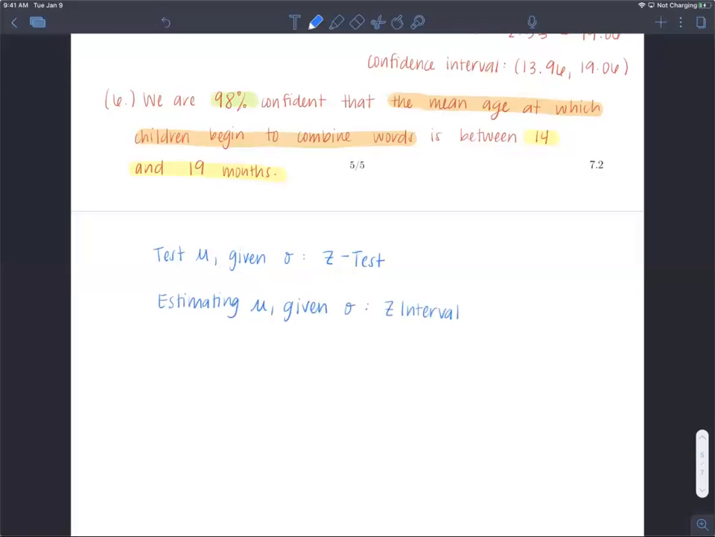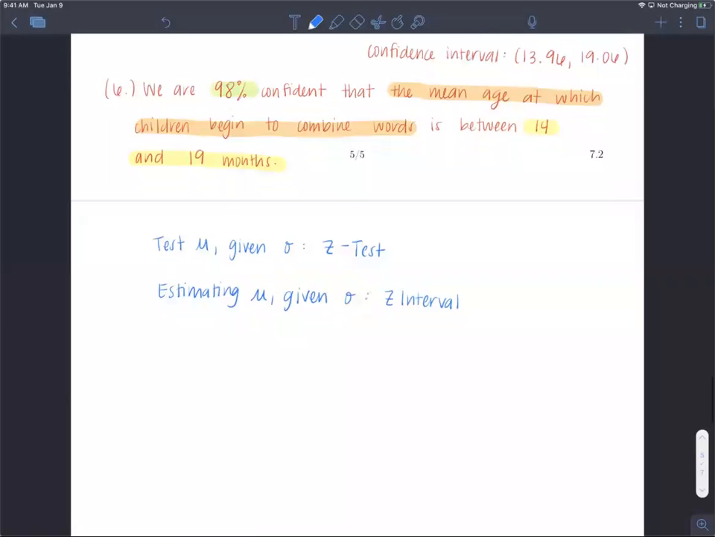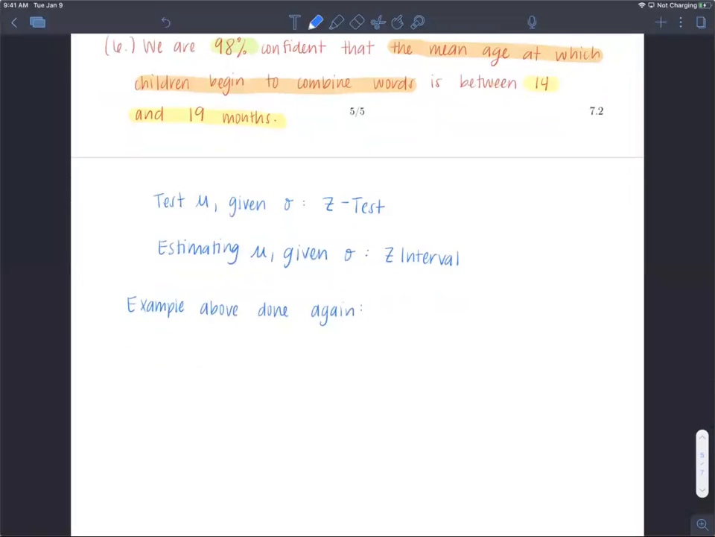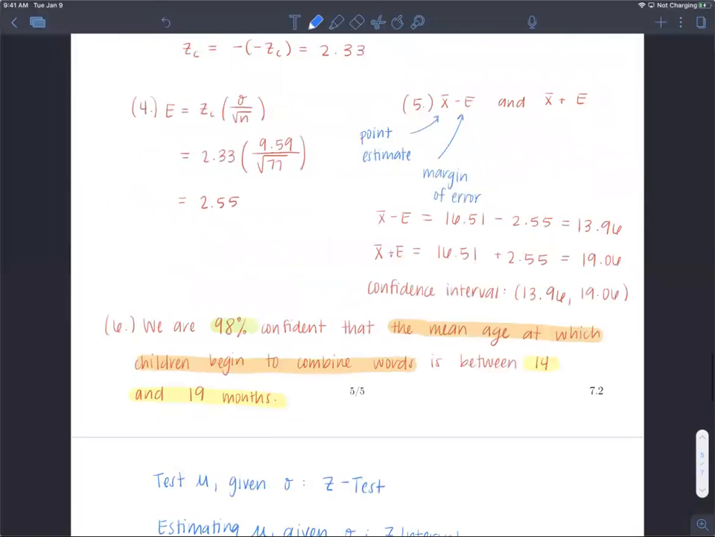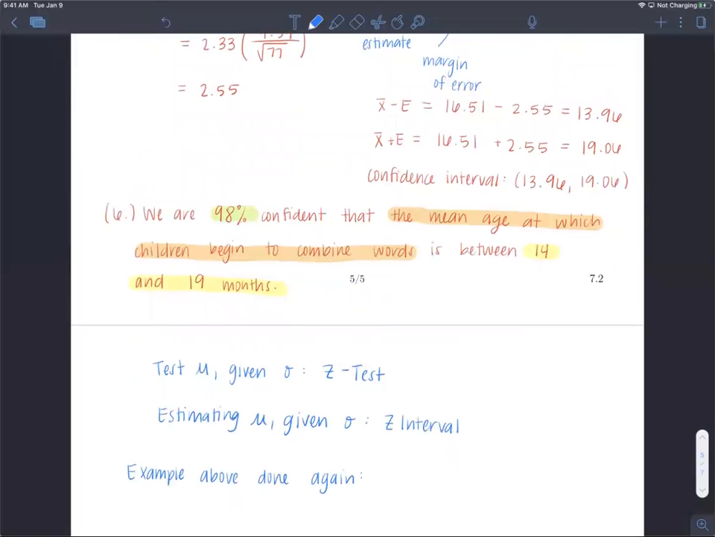And so yeah, if you put everything into z-interval, so if we do this example above, done again. And you just put everything in, so you go to stats. So on the top, it's going to say input data versus stats. You're going to select stats, like the same thing we were doing with the testing functions. You're going to input sigma, which was 9.59. X bar was 16.51. N is 77, and the confidence level is 0.98.